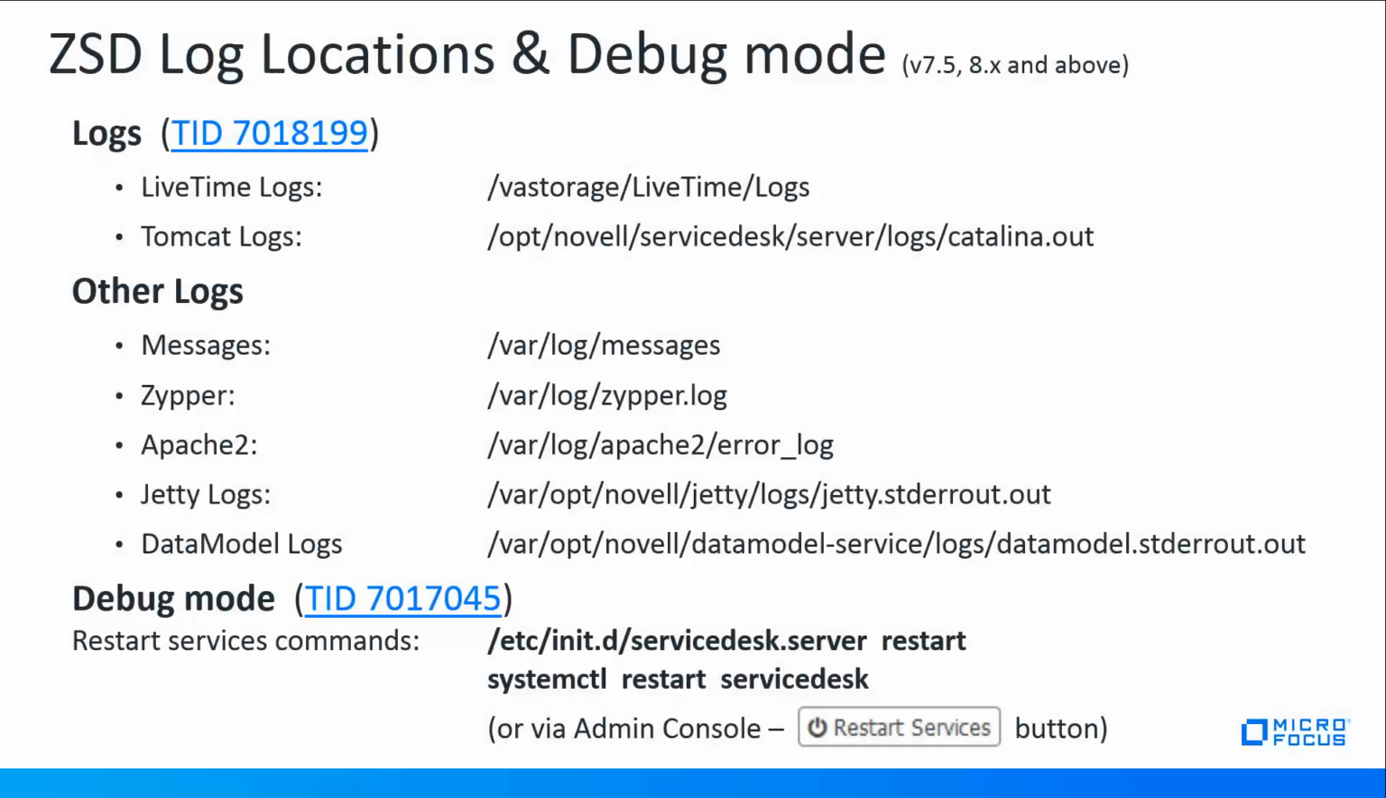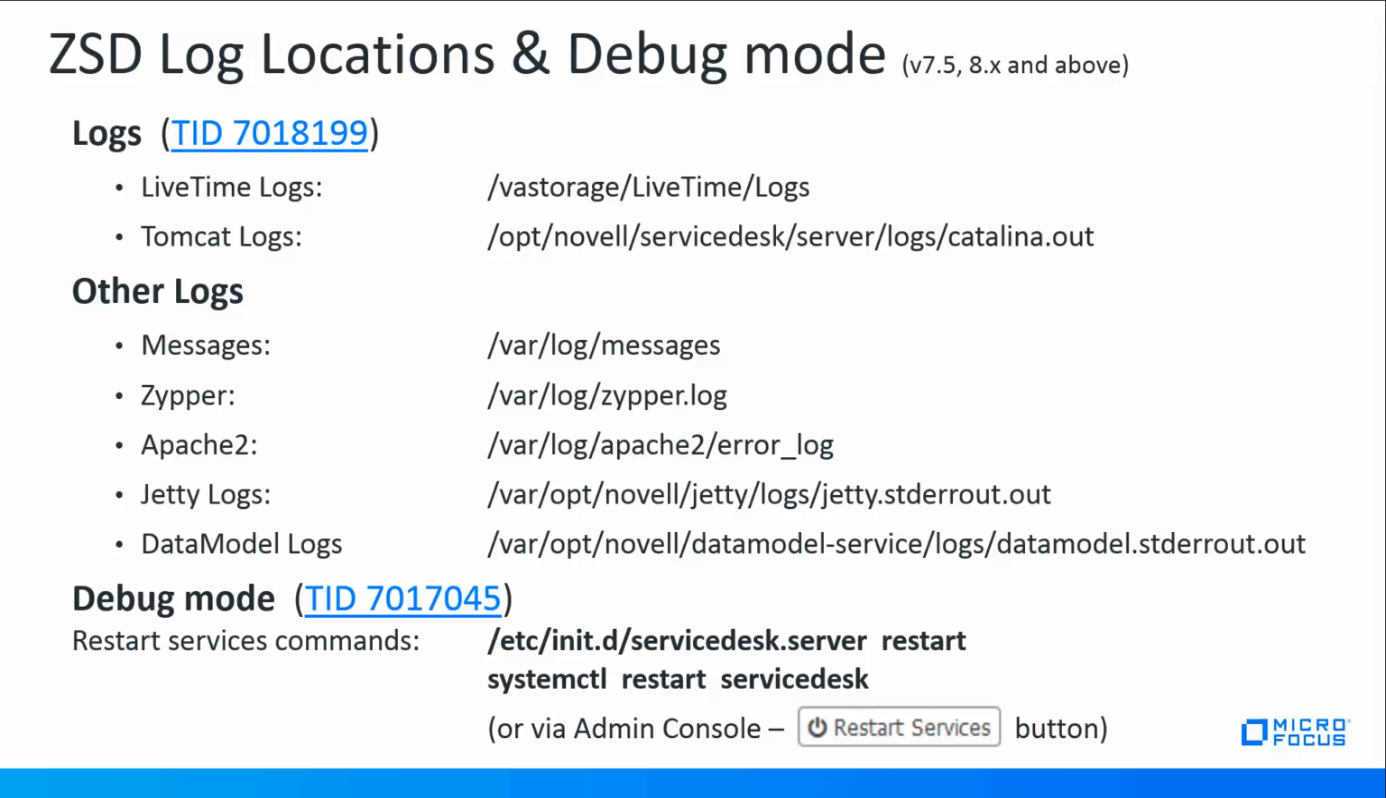Service Desk log locations and debug mode. This pertains to version 7.5 and 8.x and above. The logs can be referenced in TID 7018199. These are lifetime logs, Tomcat logs, etc. There are other logs that Service Desk uses and that may be requested from tech support. They could be messages, zypper, Apache 2, Jetty logs, and data model logs. Depending on the condition, we may request one of these.